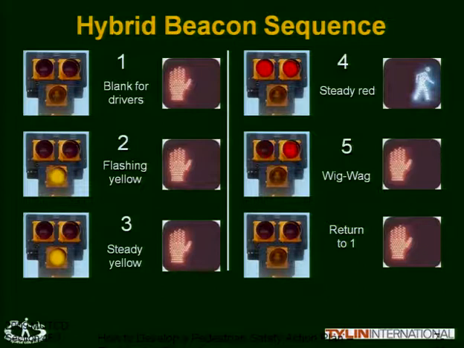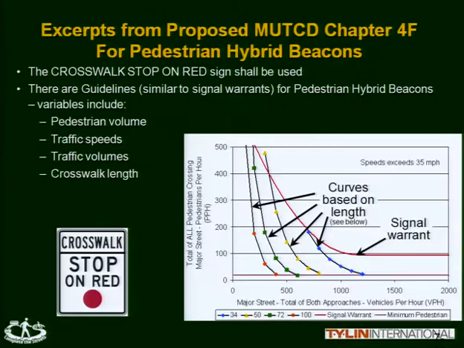But then for the driver during the flashing don't walk, from the red, it goes to a flashing red, which means the driver has to stop and yield. But if there's no pedestrian there, they can continue on. They don't have to wait for the pedestrian to cross the whole street. So it works very well.